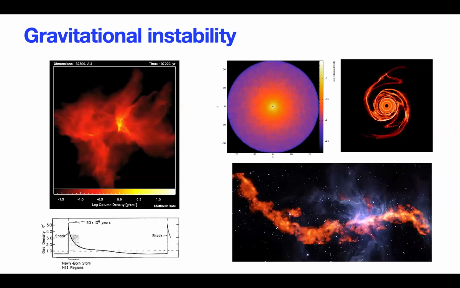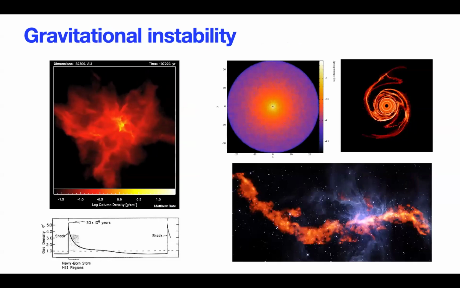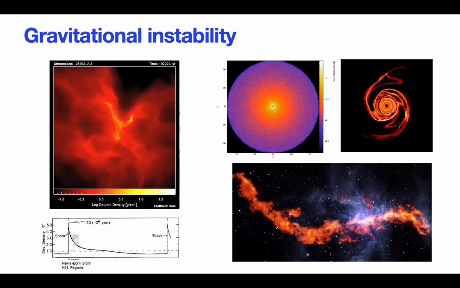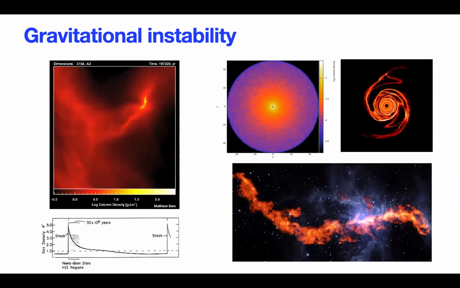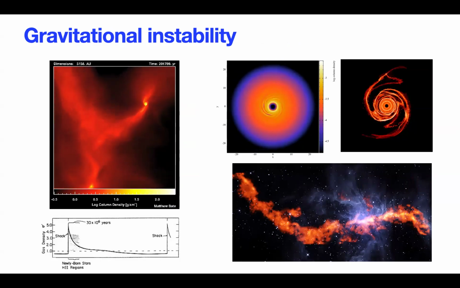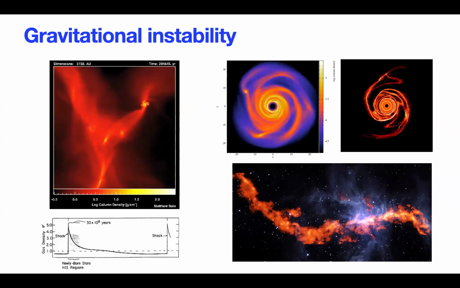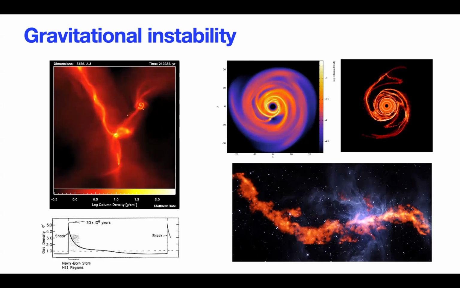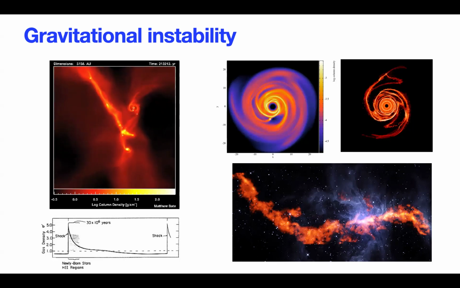And a possible outcome of self-gravity is gravitational instability. So gravitational instability is just a linear hydrodynamical instability, which can arise in self-gravitating systems. And here I'm showing you examples of different cases where gravitational instability is actually important. So it can be important in the process of star formation. It's known as Jeans instability in that case, but the physics is the same.